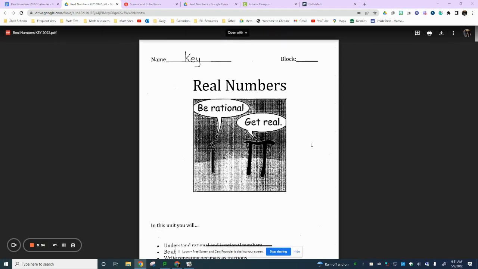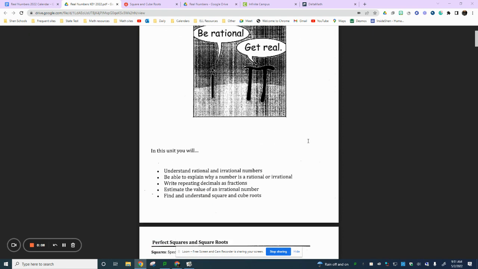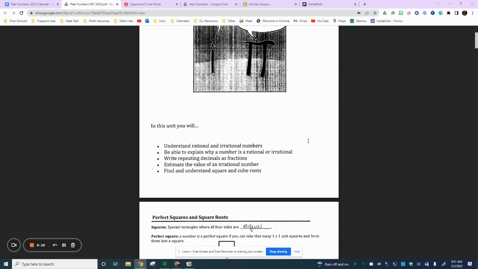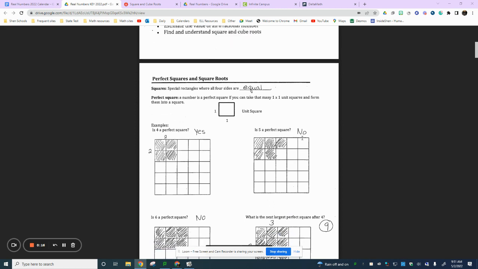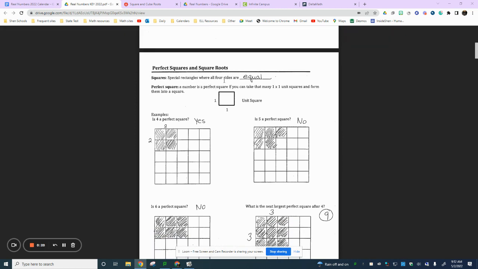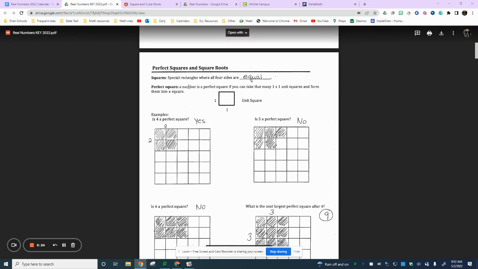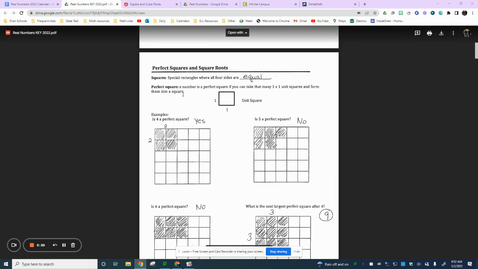This video is going to cover real numbers and specifically perfect squares, square roots, cubes, and cube roots. So a perfect square is, if you think about a square, it's a special rectangle with all four sides equal. A perfect square is a perfect square if you can take that many one by one unit squares and form them into a square.